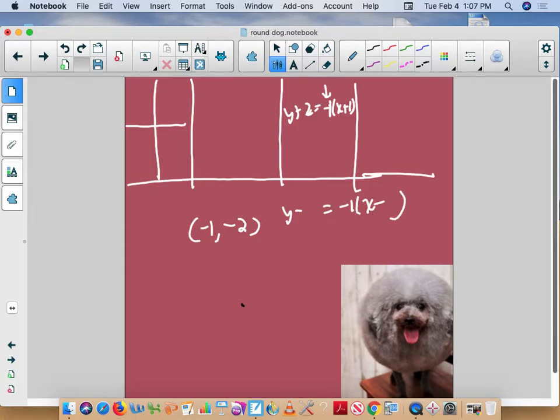And since it says plus, somebody must have said y minus negative 2. Change the signs when you're pulling it out. So we have negative 1, negative 2. And then our slope is negative 1. Isn't that down 1 over 1? So I'm going to go down 1 over 1 and draw my line.